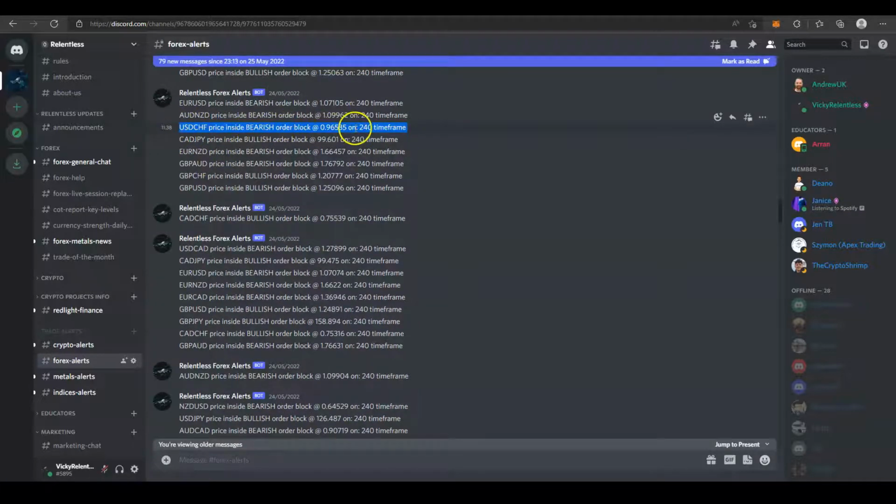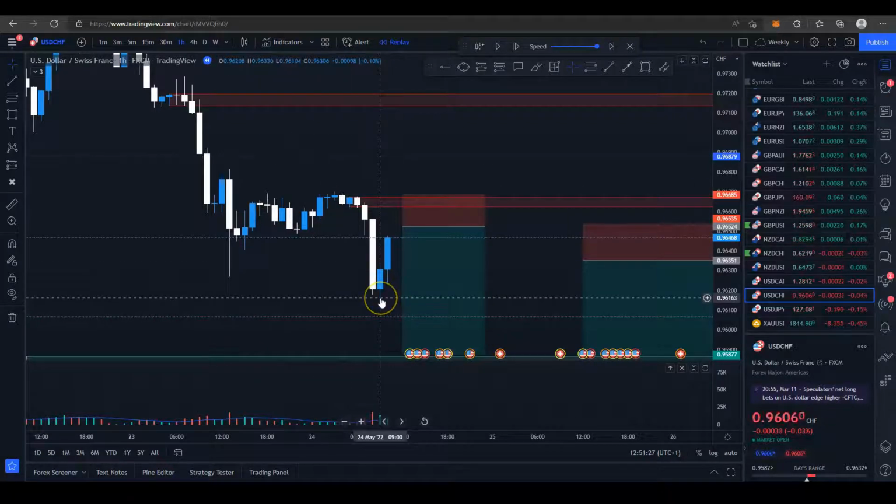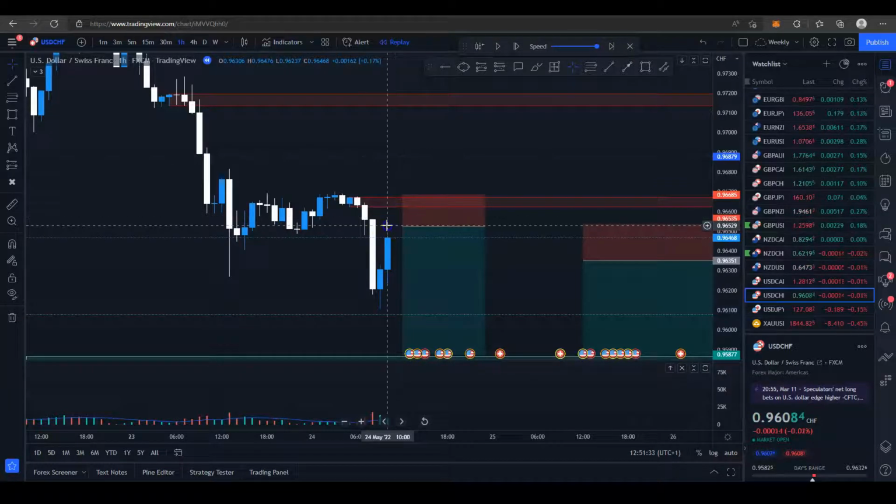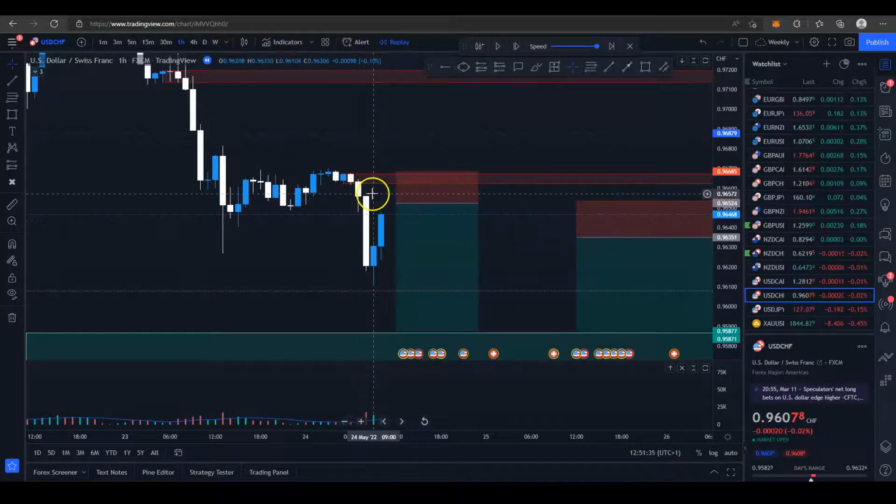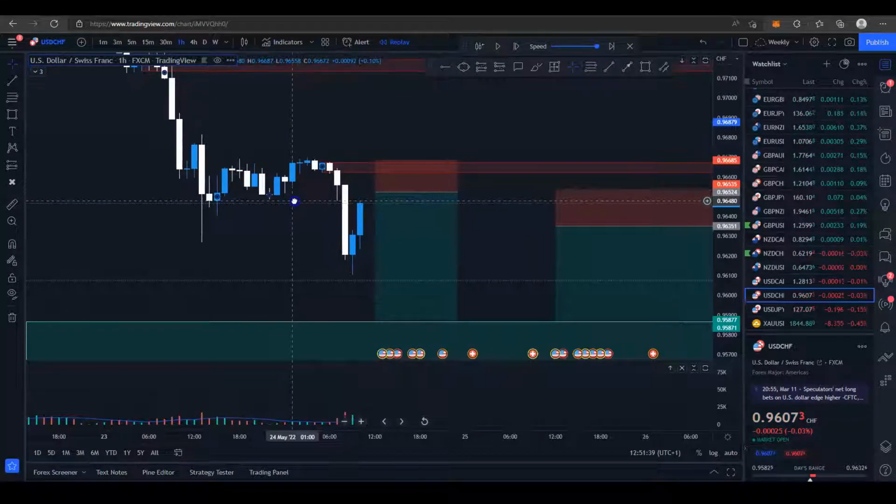We've got it coming inside the bearish area, which is exactly what we're looking for, because remember our bias on Tuesday was that USD CHF was bearish, so we think it's going to go down. What we're seeing on the 24th from 9 o'clock is price making its way up, but we think price is going to go down for that day, so we're just waiting for the right opportunity before we take that sell position.